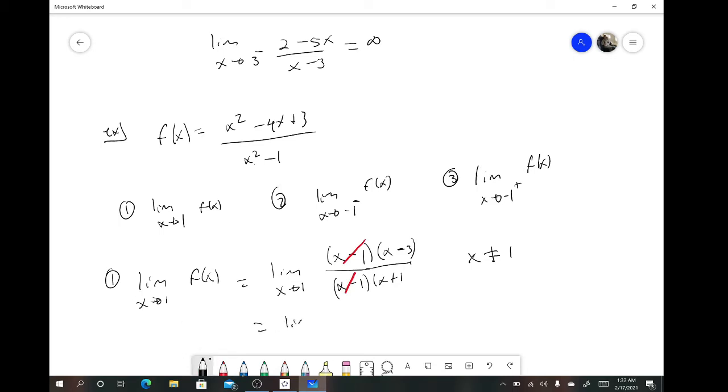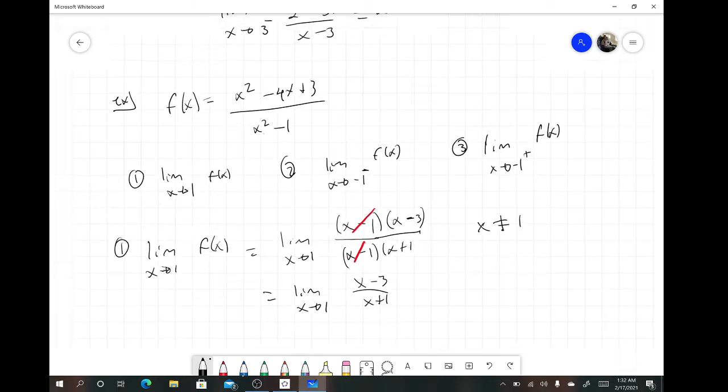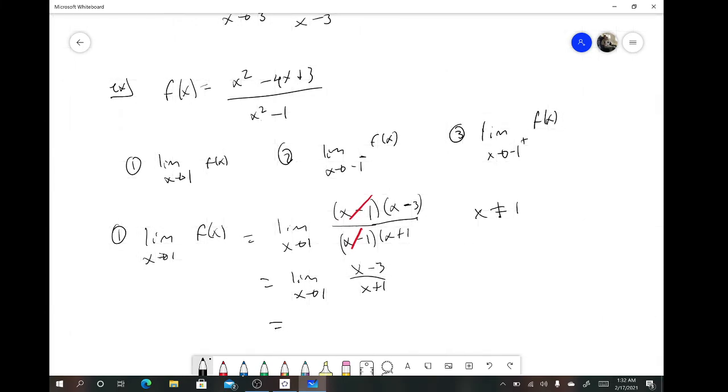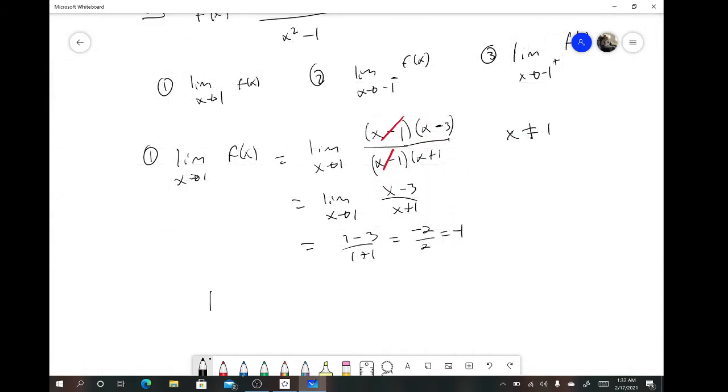And now we're left with the limit as x goes to 1 of (x minus 3)/(x plus 1). And now I can actually simply plug in. So I could use the plug-in method. So I'm going to have (1 minus 3)/(1 plus 1), which equals negative 2 over 2, which equals negative 1. So this means that the limit as x goes to 1 of f of x equals negative 1.